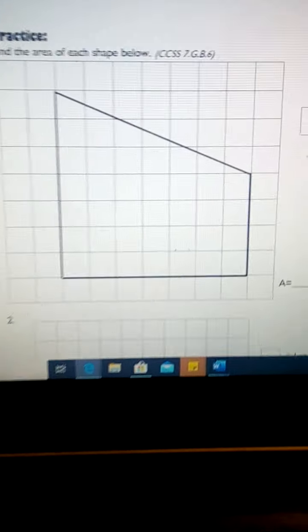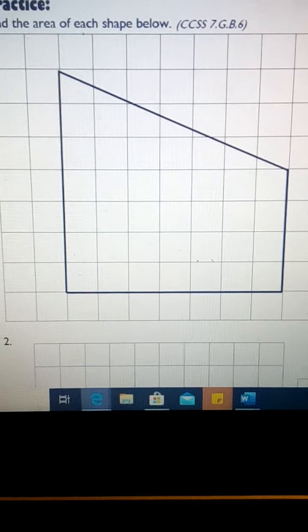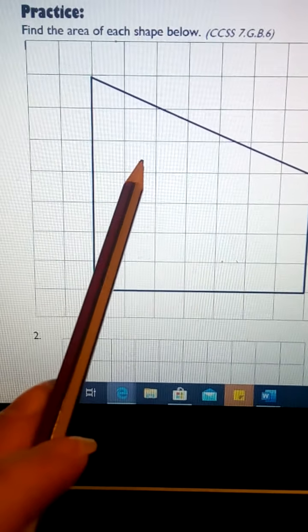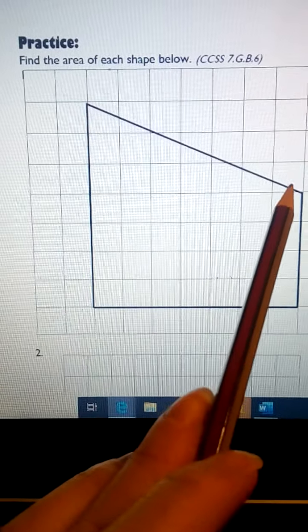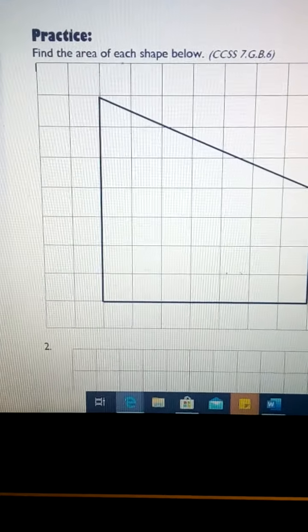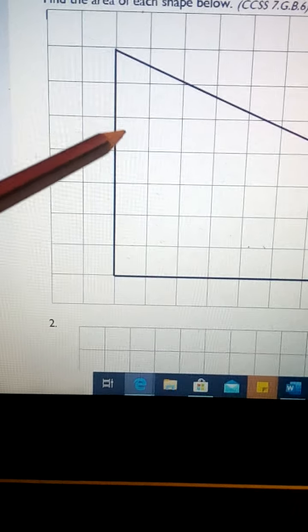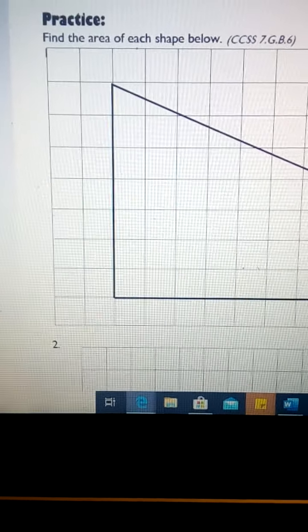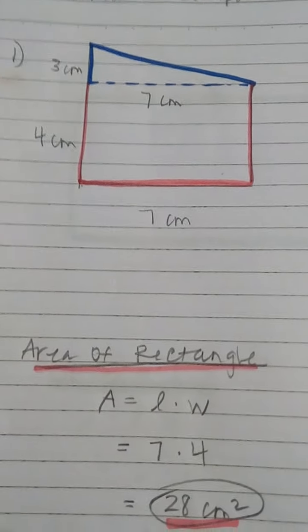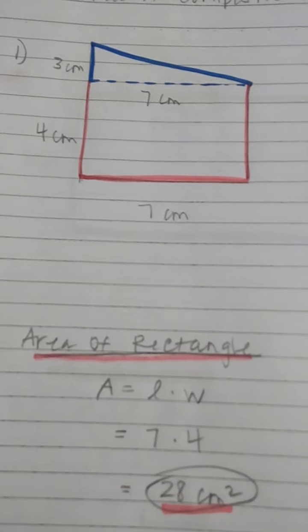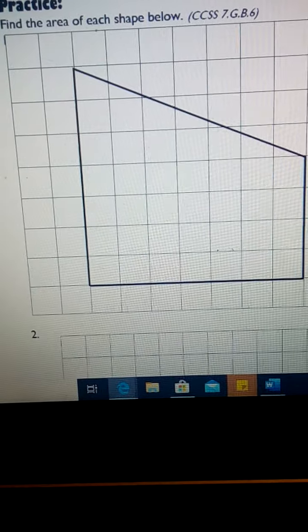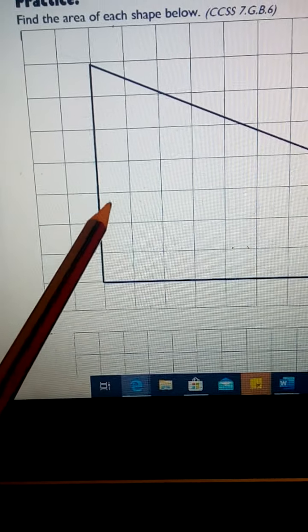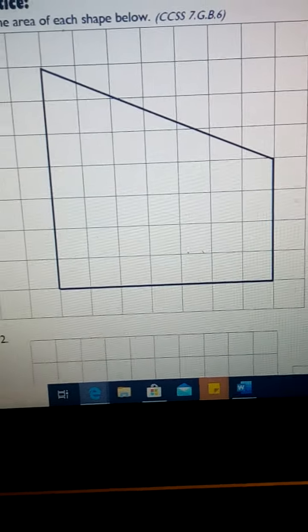So you always want to start by counting the number of units of our base here on our triangle. We have 1, 2, 3, 4, 5, 6, 7. Our base here for our triangle is 7 units. Next, let's find the height. Our height is 1, 2, 3 units. Okay, next let's go ahead and figure out the units of our rectangle. Our length here is 1, 2, 3, 4, 5, 6, 7 units. And our width is 1, 2, 3, 4 units.